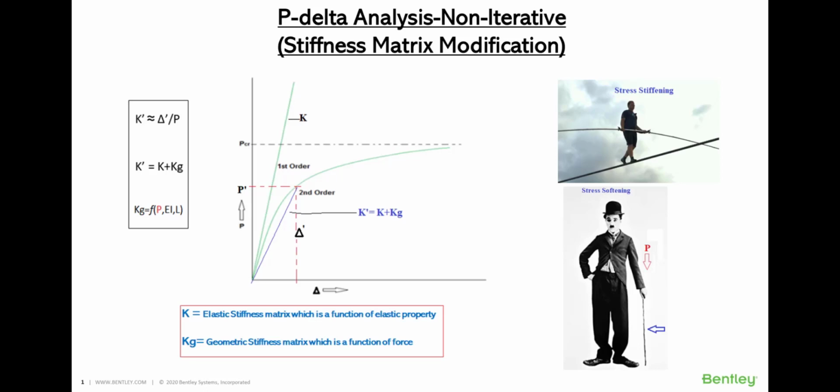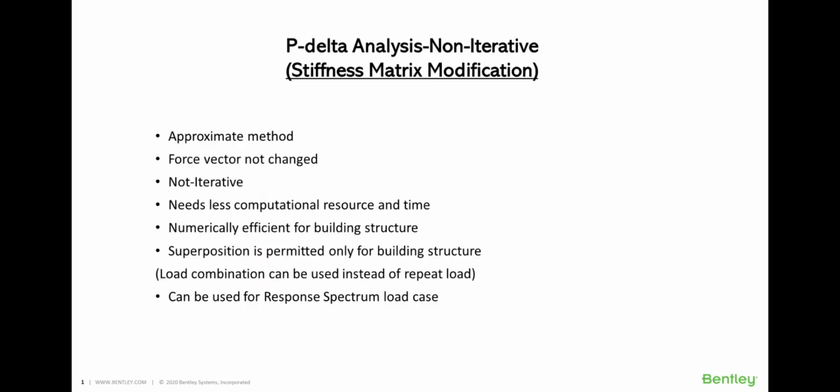So here only two steps of analysis are performed by the program. First, the primary deflection is computed from the linear static analysis, and then these deflections are used to calculate the member axial forces. And these forces are then used to calculate the geometric stiffness matrix term. And please note that both the large and small delta are considered here. Now, the result of this method is approximately close to the iterative analysis result. The result might slightly deviate depending on the sensitivity of the structure to the second order effect. So we will see this with some case studies later.